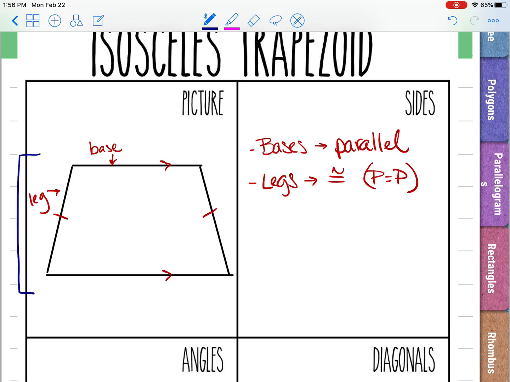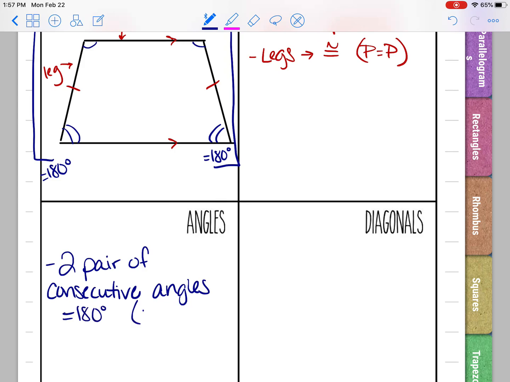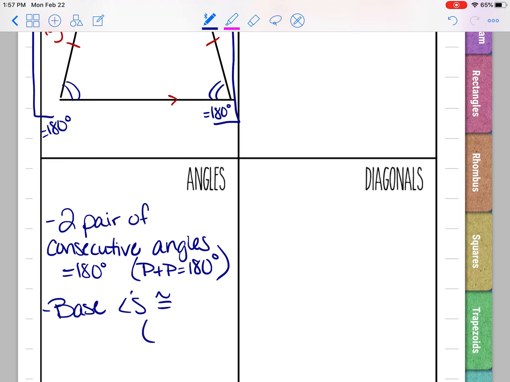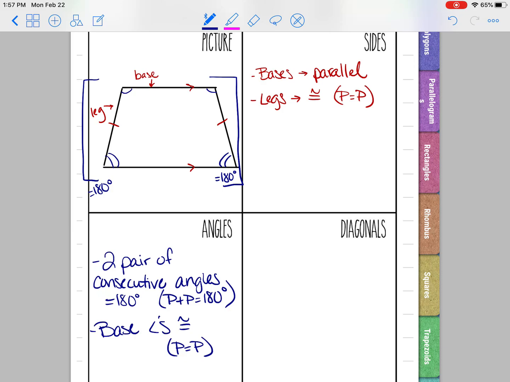Just like a general trapezoid, we know we have 2 sets of consecutive angles, so we can bring that down. But we also have base angles here, and our base angles in an isosceles trapezoid are congruent. So those two right there that I just marked are congruent, and those two are congruent. So let's jot that down. We have 2 pair of consecutive angles. We know part plus part equals 180. And we also know that base angles are congruent, which we could use part equals part again. Remember, bases are the parallel sides, so each angle at the end of each base are congruent.